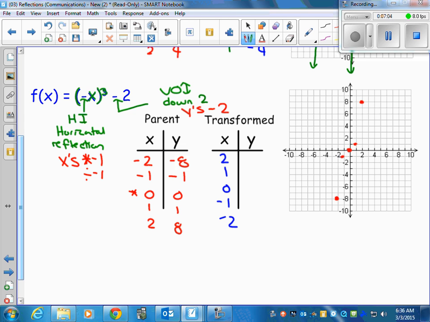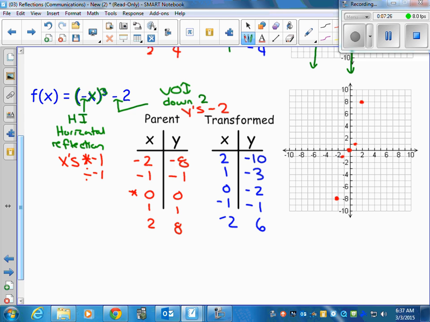My y values are -2. So -8 minus 2, -10, -3, -2, -1. 8 minus a -2 is 6. Okay, so we have those points. We know where the graph is going to end up.